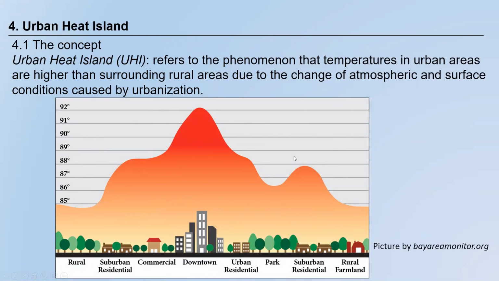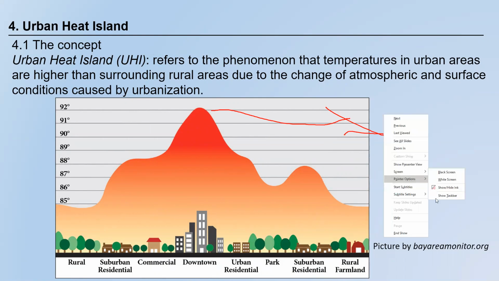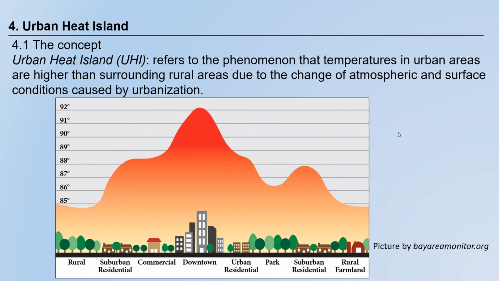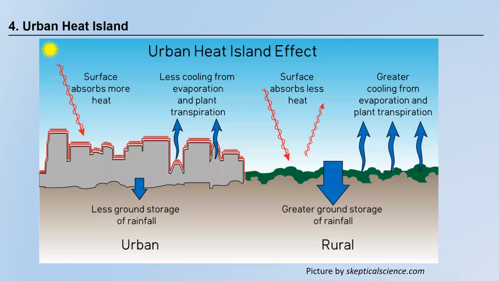When you're driving away from the downtown area to the rural, you see that the temperature is dropping, right? So obviously there is something wrong with urbanization. It brings more thermal energy, right? So this is urban heat island. And why?